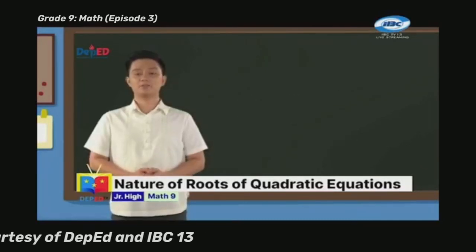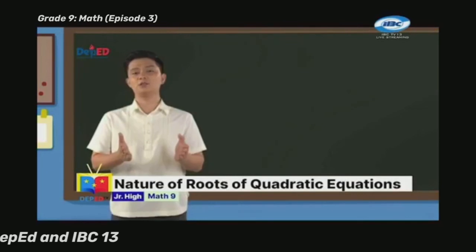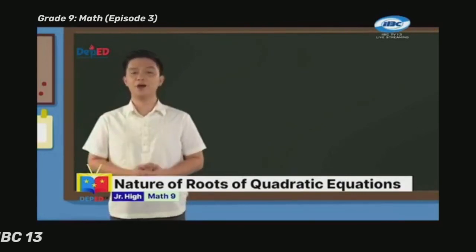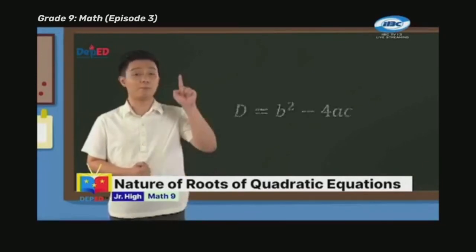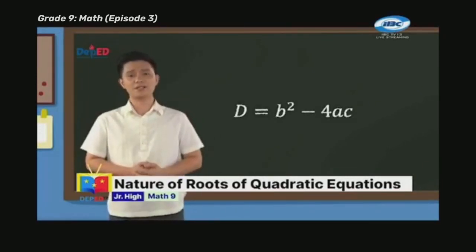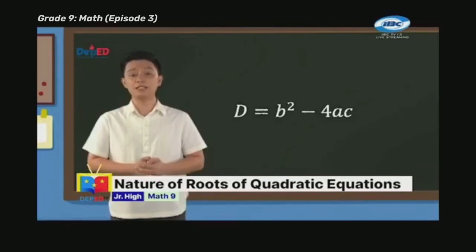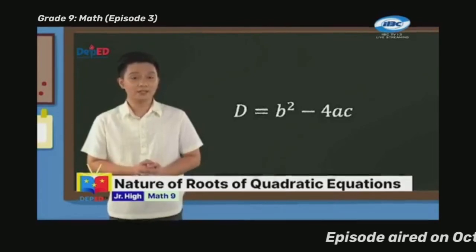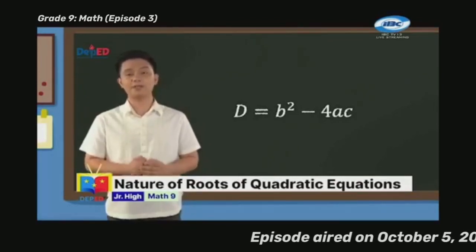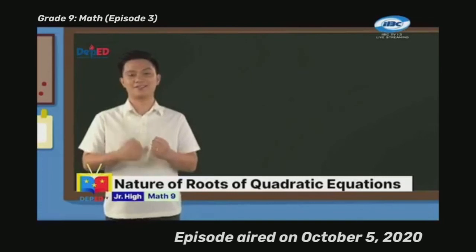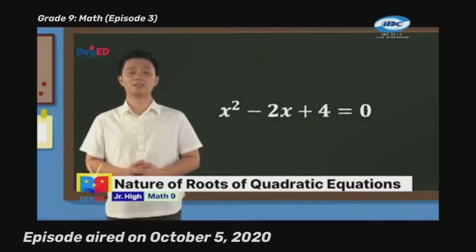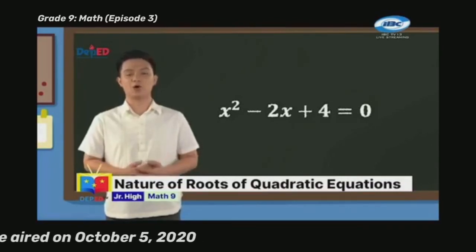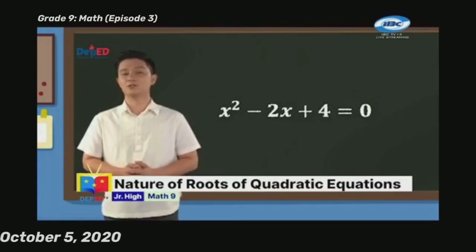Next part is, given the quadratic equation, we determine the value of the discriminant and describe the nature of roots. Remember that the discriminant is the value of the expression b squared minus 4ac. Are you ready? Kagamath, ready your paper and pen. Let's do this. Equation number 1: x squared minus 2x plus 4 equals 0. You have 15 seconds. Go!